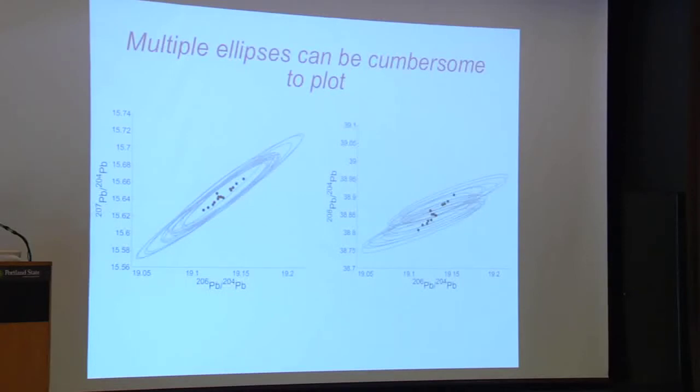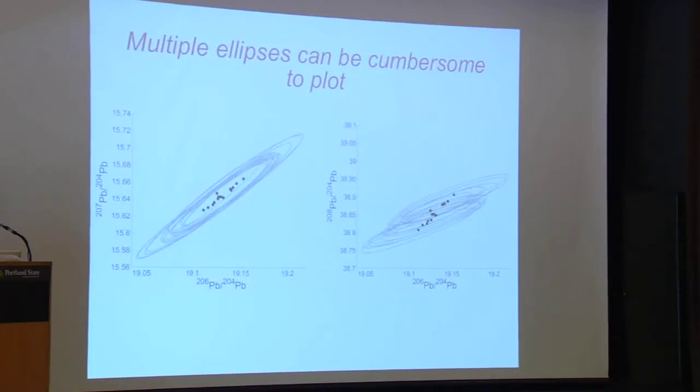But because there are only 3 independent compositional vectors, all information on lead isotope compositions can be contained in 2 scatter plots. Here we go, 207/204 versus 206/204, and then 208/204 versus 206/204. These 2 plots contain all the information that's necessary to define a unique lead isotope composition. So another thing, in terms of data visualization, is that we have these error ellipses, and we produce a lot of data.